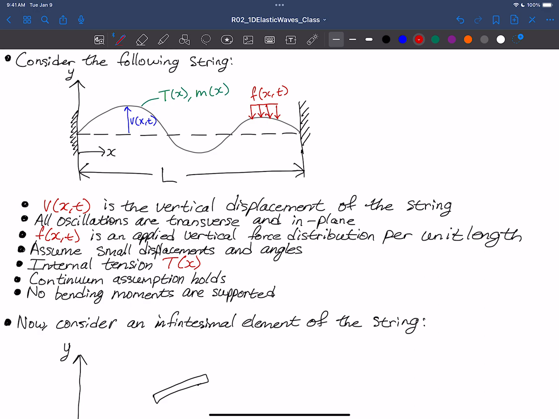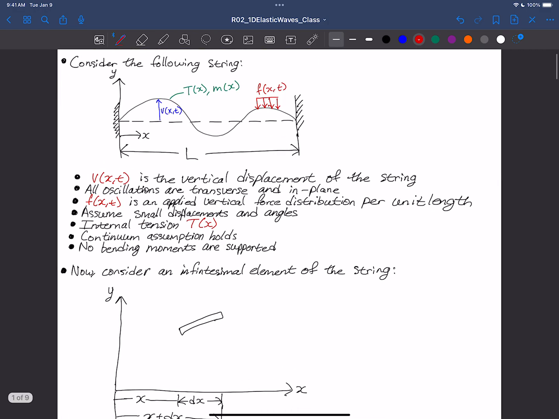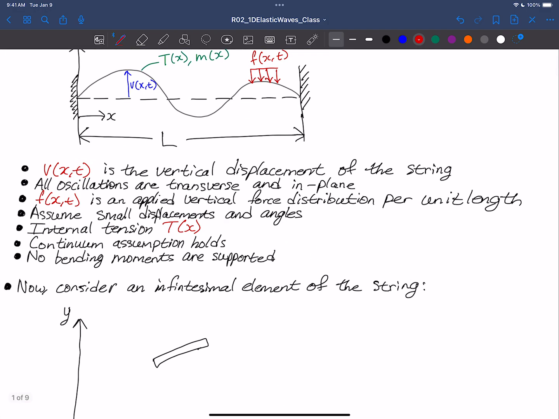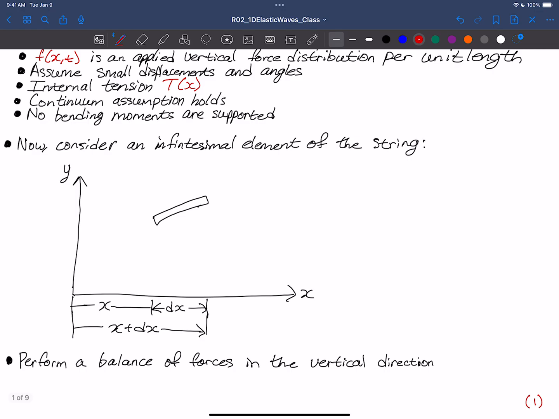That means that for all values from 0 to L, the string exists, meaning that we're not considering there to be atoms or anything. There is just always string, and you can zoom in infinitely, and you'll always find the string there. And then since it's a string, it cannot support any bending moments. What we're now going to do is zoom in on an infinitesimal element of that string, and then we're going to do a force balance. Right now we're going to draw a free body diagram, and then we're going to do a force balance on this.